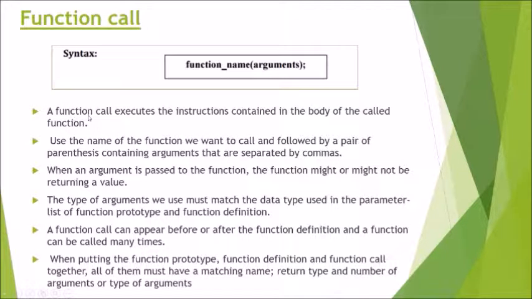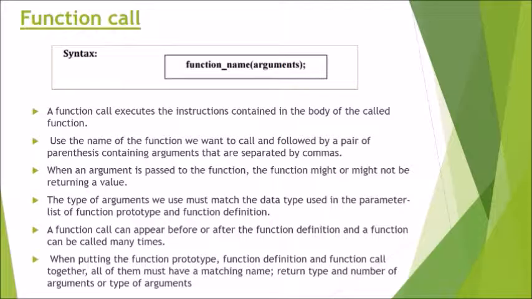A function call executes the instruction contained in the body of the coded function. Use the name of the function we want to call followed by a pair of parentheses containing arguments that are separated by commas. When an argument is passed to the function, it might or might not return a value.